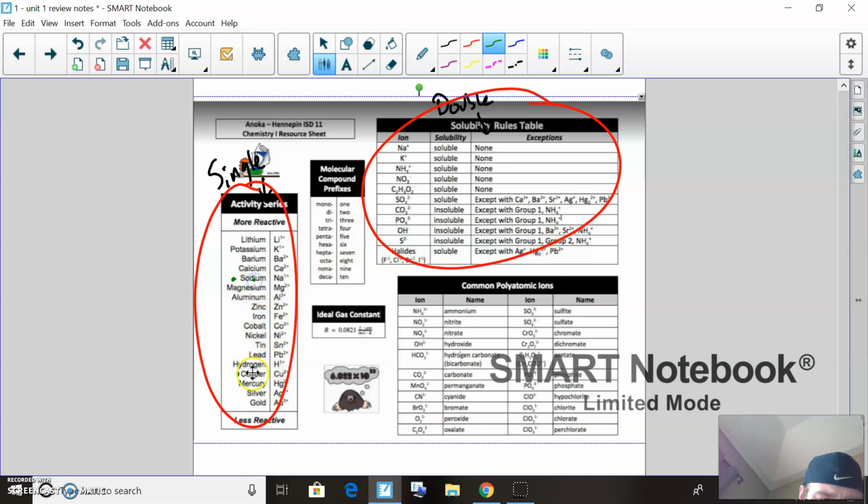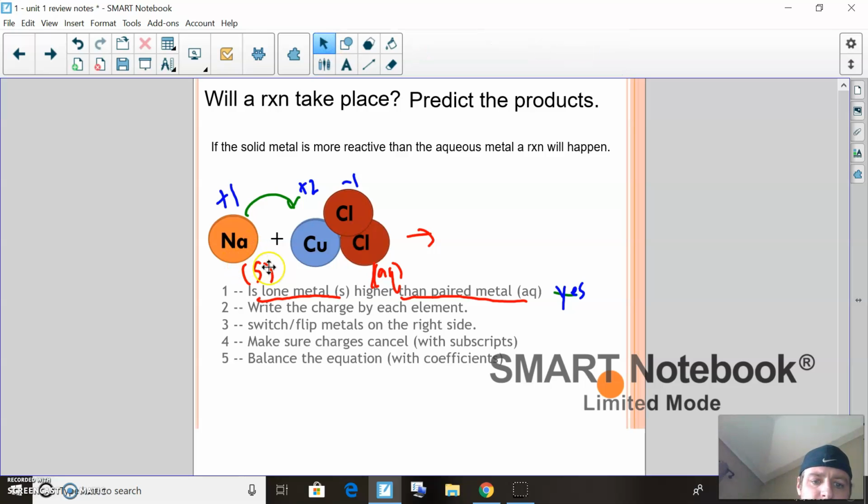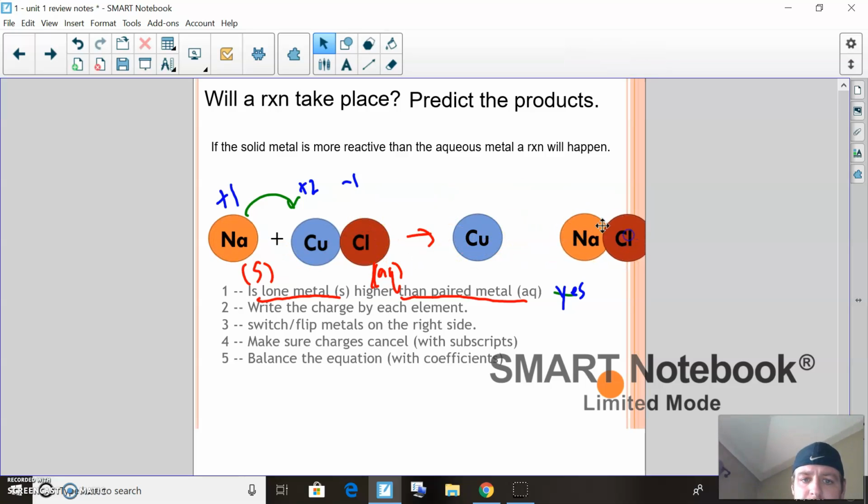So if the lone metal is higher, it's basically saying, I'm cooler than you. I'm kicking you out of solution because I want to be in solution. So then we write the charges by each element. If that holds true, if it's higher, write the charges by each element. Switch the positives. So I'm going to say copper goes by itself, and sodium and chlorine go together.